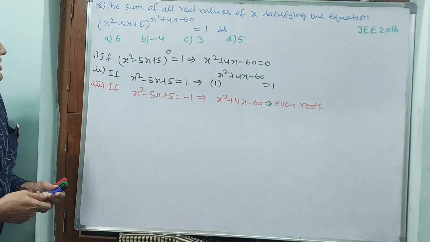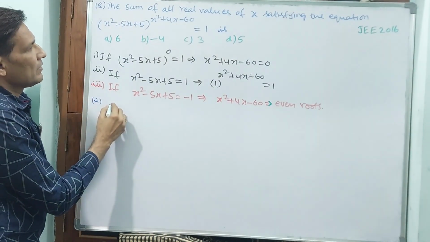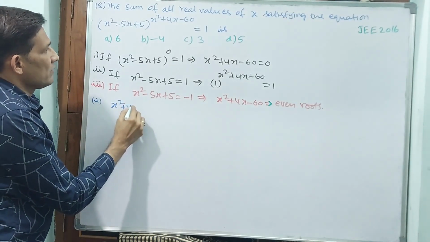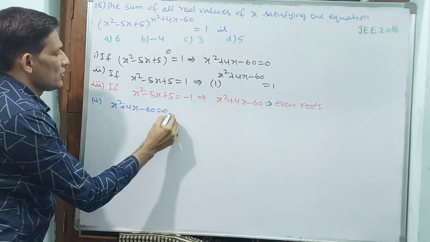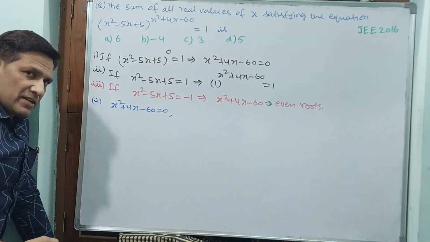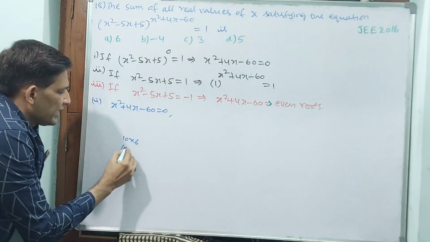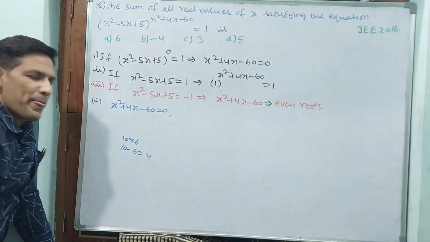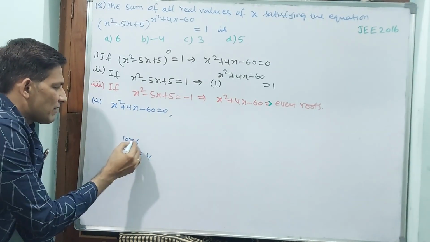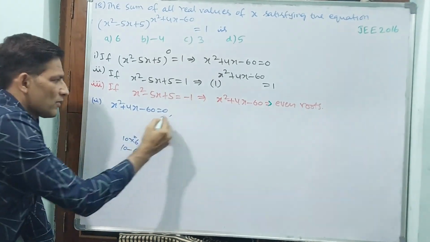Let me write the first condition. First condition, see, x square plus 4x minus 60 equal to 0. See, can we take factors? Definitely. Why? Because see, 10 into 6 is 60, 10 minus 6 is 4. Okay? What will happen here? 10 into minus 6 is minus 60, 10 minus 6 is 4. Like that you split it.